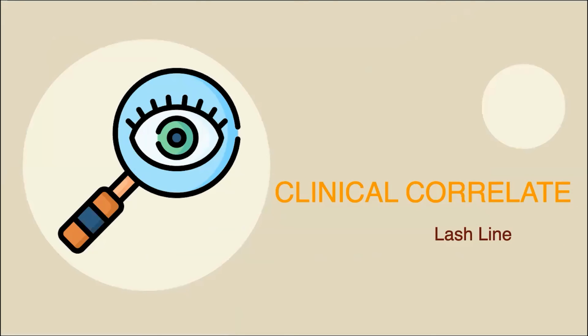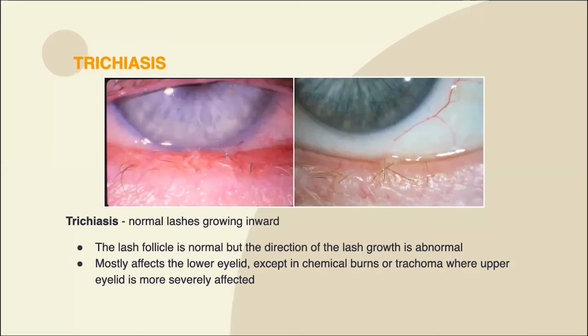Clinical correlate of the lash line. First would be trichiasis. Trichiasis is described as normal lashes growing inward. In this situation, the lash follicle is normal, but the direction of lash growth is abnormal. In the presence of inflammation, there may be a misdirection of the follicle with the lash growing inward towards the cornea. Mostly, it affects the lower eyelid, except in chemical burns where both lids are affected, or trachoma where the upper eyelid is more severely affected.